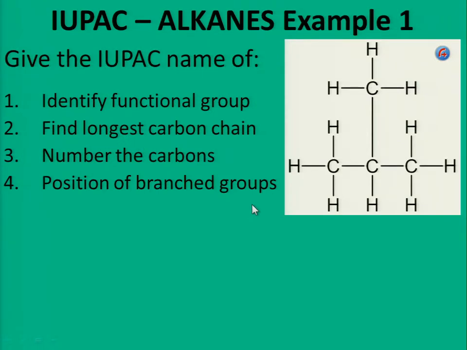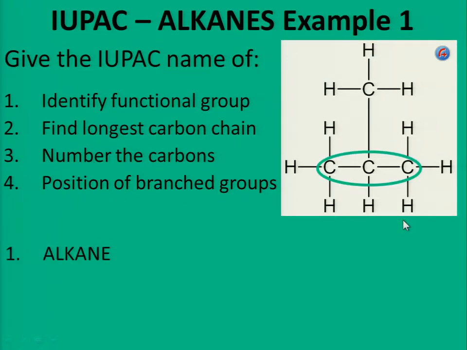So, example 1. You want to give me the IUPAC name of this molecule. So we have certain steps to follow. Step 1: identify the functional group. The functional group is alkane because there are only single bonds. Then you have to find the longest carbon chain, number the carbons, and check for branched groups.